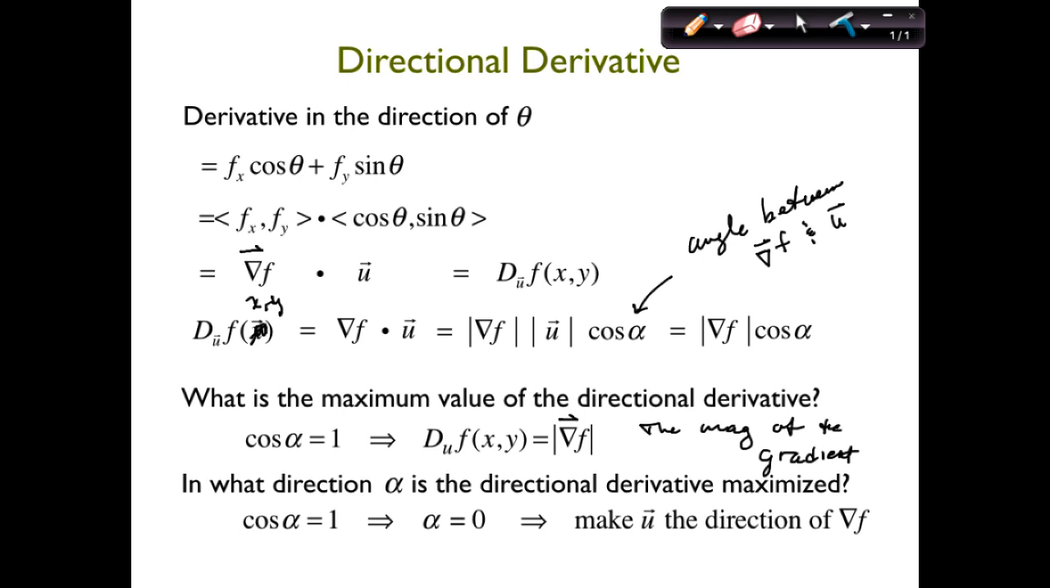Okay, so for the example, the function I gave you at 2, 2, I want you to find the max rate of change and the direction you should go. For the function, the last example we did, what would be the maximum rate of change at 2, 2, and which direction should you go to achieve it?